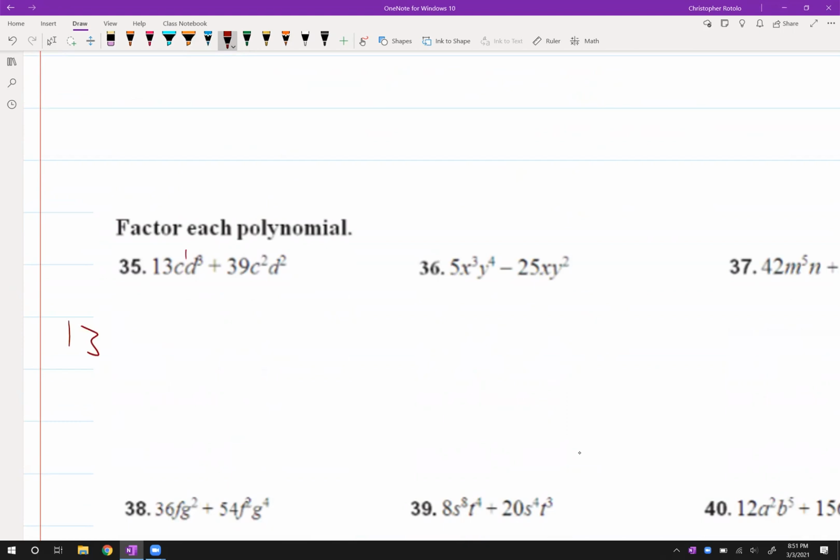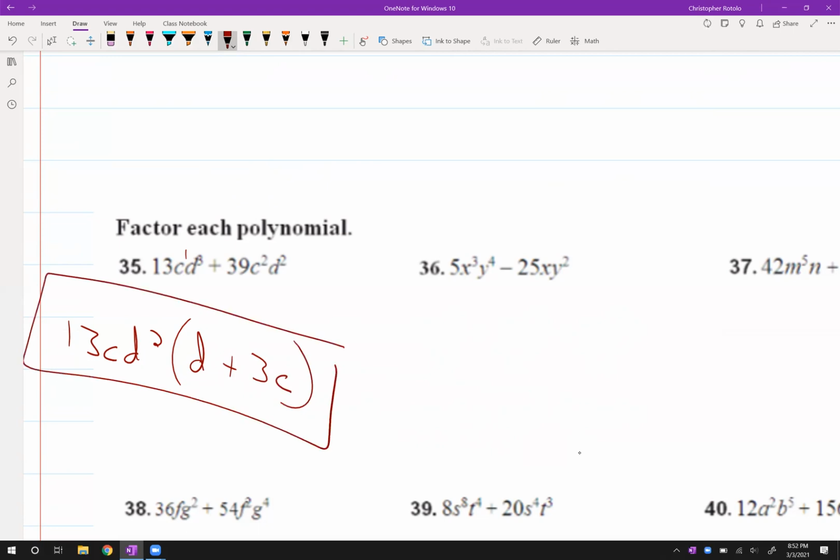I see c to the first power and c to the second power, so c to the first works. d to the third and d squared, so that means they both have at least 2. So what's left? Well, out of the first one, 13 divided by 13 is 1. c divides out the c. d to the third divides out 2 of them, so d, plus 39 divided by 13 is 3. c squared, take out 1. d squared, take out both. So there we have it.